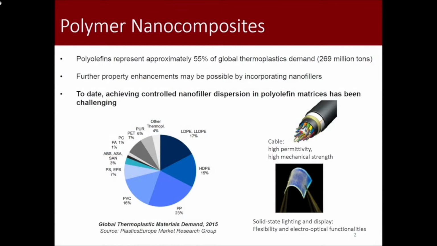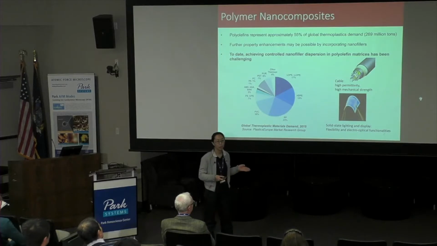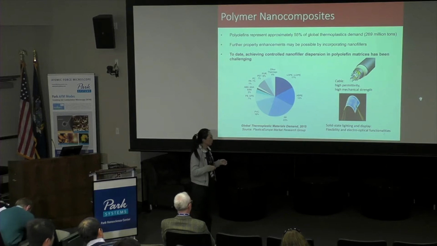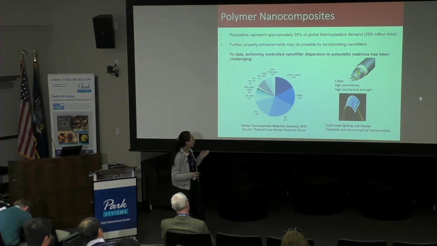However, the application is limited due to relatively low mechanical or dielectric properties. So people were thinking that maybe we can incorporate nanoparticles to enhance or optimize those macro properties. Here are two examples: by optimizing the permittivity, the mechanical properties, or the electro-optical properties, they can be applied as cables or displays.